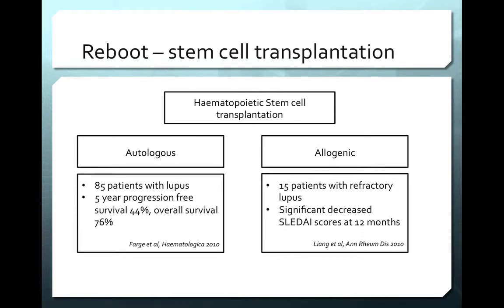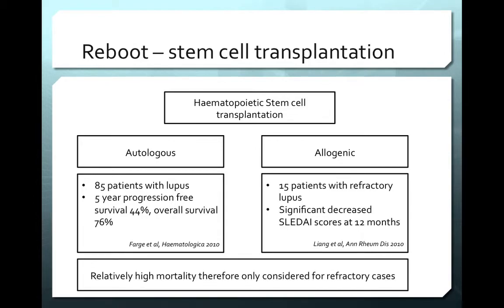From an allogeneic point of view, there's not as much information to go on. There's one study that looked at 15 people with refractory lupus, and all of them had a response and had significantly decreased SLEDAI scores at 12 months. But again, it's a very select sample. Obviously, allogeneic has a lot more risk than autologous, and both of these treatments have a relatively high mortality, so therefore they are only considered for truly refractory cases.